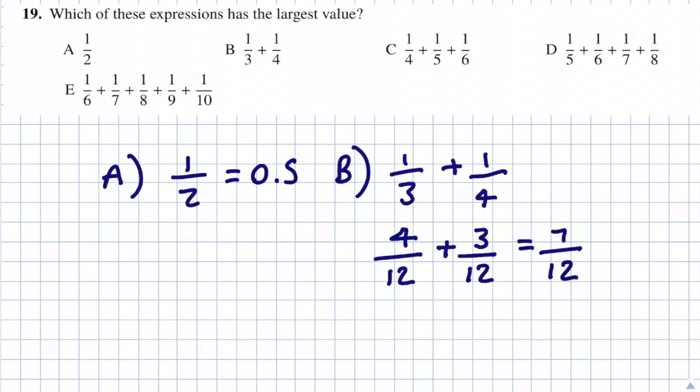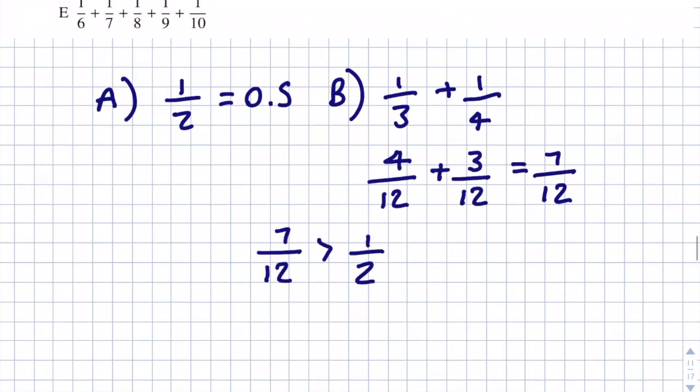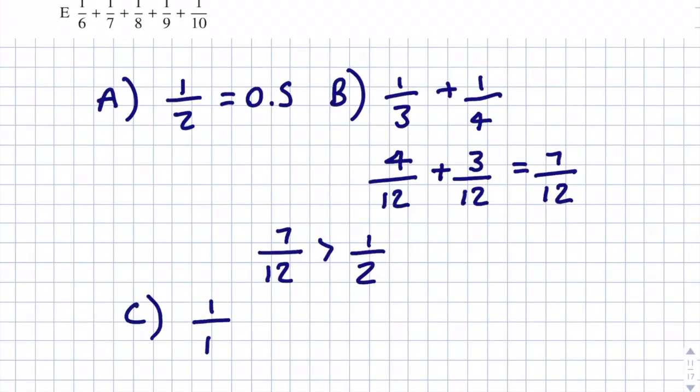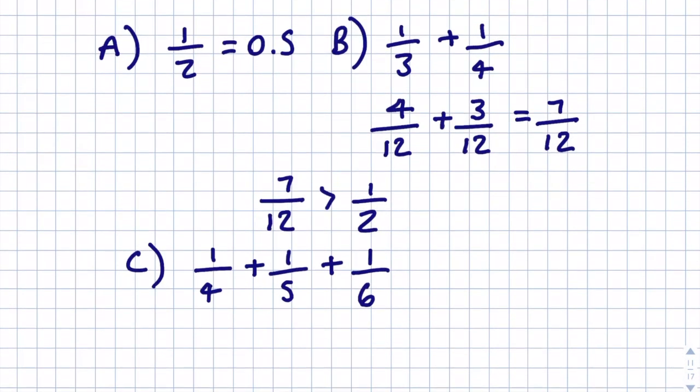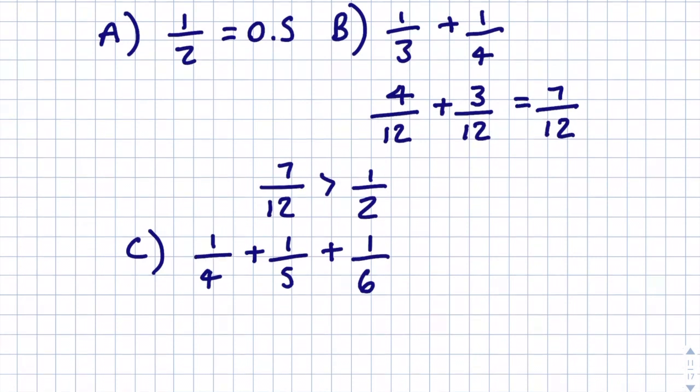Now 7 over 12, what is that as a decimal? Well, we know 6 over 12 is a half, so 7 over 12 is going to be greater than a half. So we can say that 7/12 is greater than a half. Now let's look at C. C is a quarter plus a fifth plus a sixth. The common denominator of a quarter and a fifth is going to be 20. So we can rewrite a quarter as 5 over 20, and a fifth as 4 over 20. And that simplifies to 9 over 20.